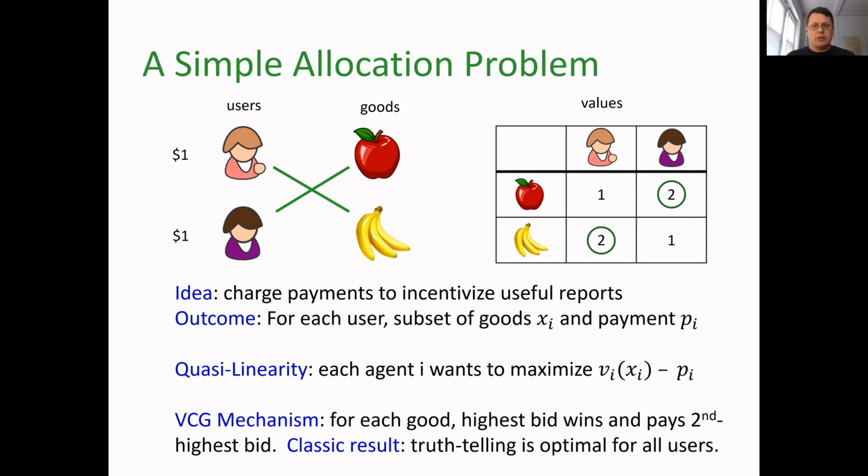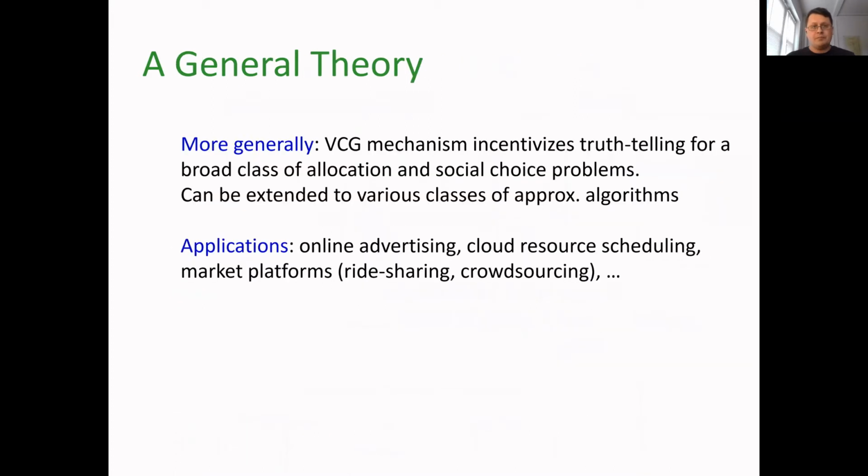And a classic result for mechanism design is that this particular way of setting up the allocation and payments will incentivize everyone to report their values truthfully, in the sense that no matter what the purple agent declares, the pink user will always maximize their gain, maximize their utility, by declaring their true value for both the apple and banana. Now, this is a specific case of a very general property of the VCG mechanism, which holds for a very broad class of allocation and social choice problems beyond just this additive case.